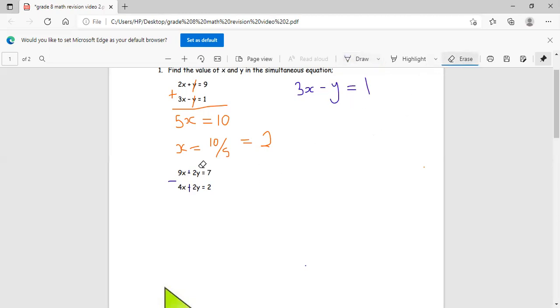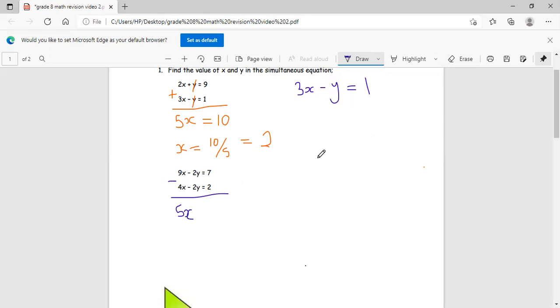You can only add them and get your result when they are not the same, like this one. But now that they are the same, they are minus and minus, I will subtract. So now 9x minus 4x will give me 5x. 9 minus 4 is 5.